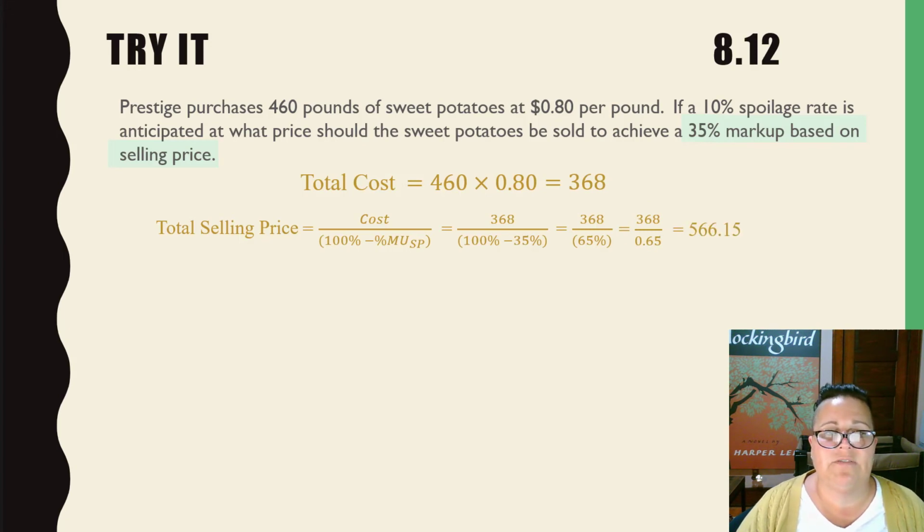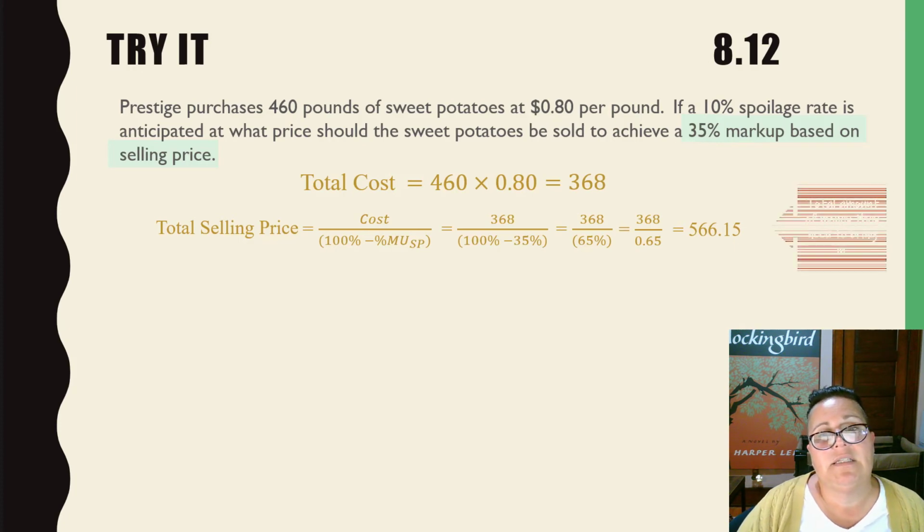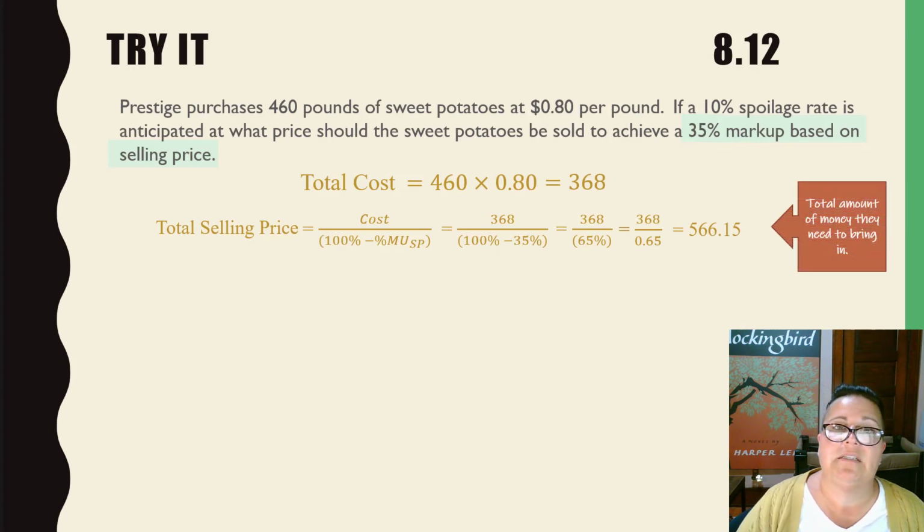368 divided by 0.65 is $566.15. This is the amount of money that they expect to bring in from all of their sweet potatoes, in order to cover the cost of their sweet potatoes and any markup. The problem is they won't have 460 pounds.